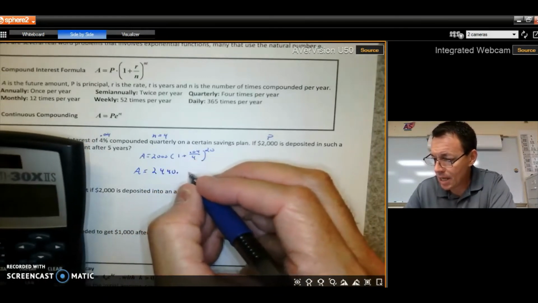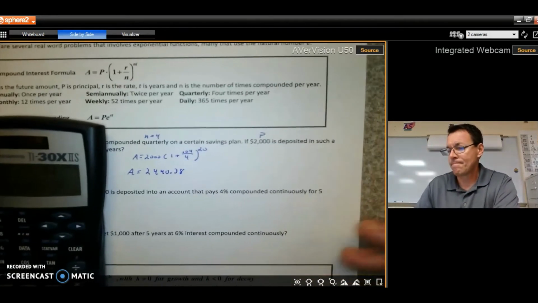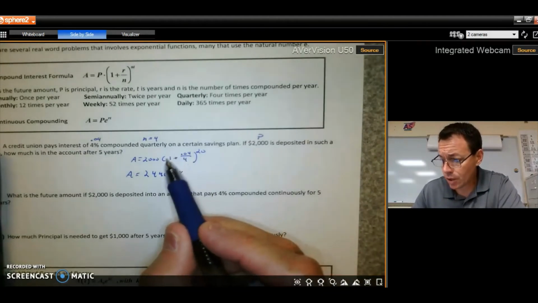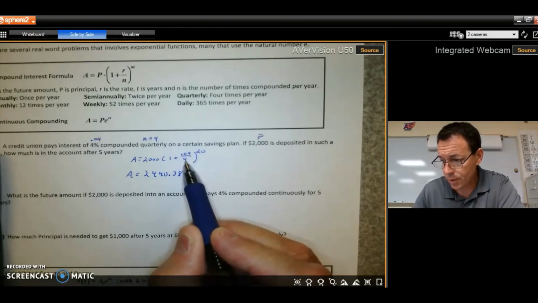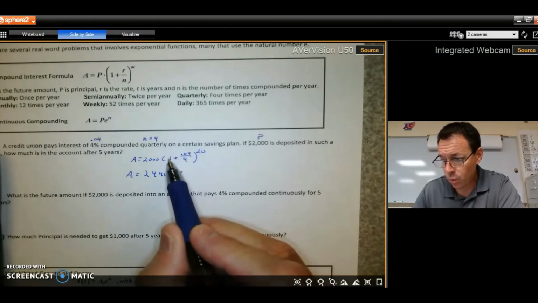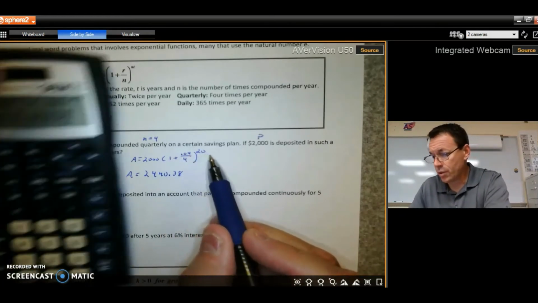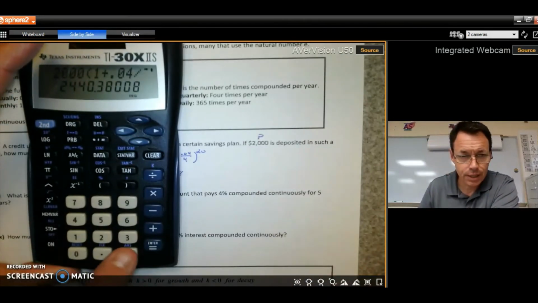And whenever you're talking about money, go ahead and just round to 2 decimals. So 38 cents. And if you wanted to do this in parts, you could start inside the parentheses. You could do 0.04 divided by 4. So do the order of operations, do the division, add 1 to that. Take that answer to the 20th power. Most of you may know you have what's called an answer button right there.